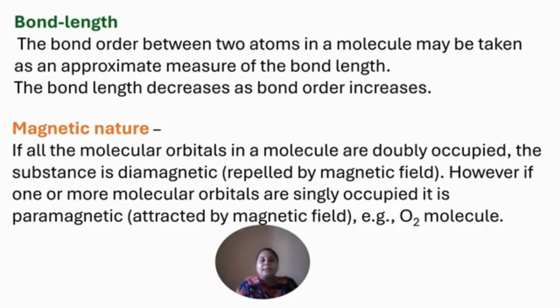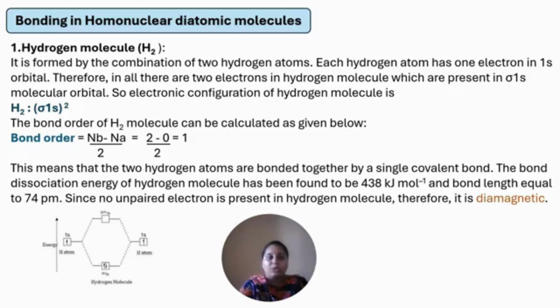The next is magnetic nature. If all the molecular orbitals in a molecule are doubly occupied, the substance is diamagnetic. If one or more molecular orbitals are singly occupied, it is paramagnetic. An example is the O2 molecule. Next, bonding in homonuclear diatomic molecules.